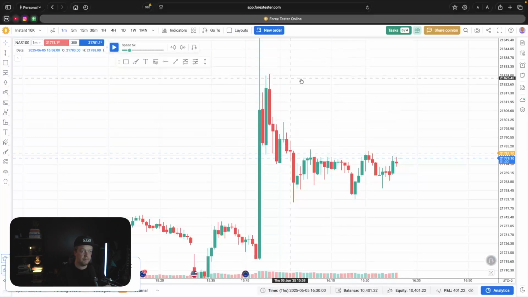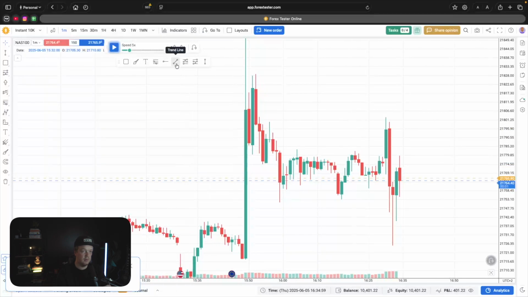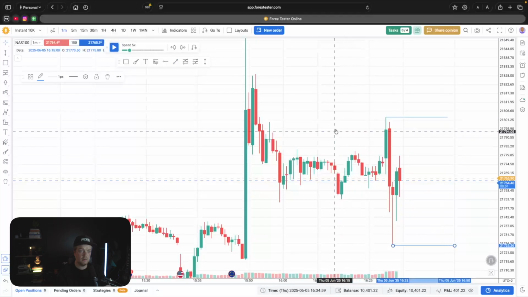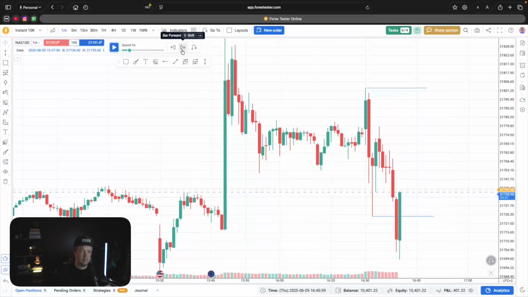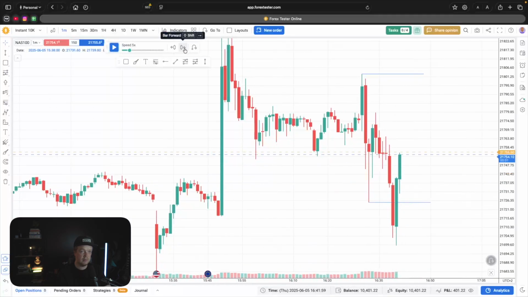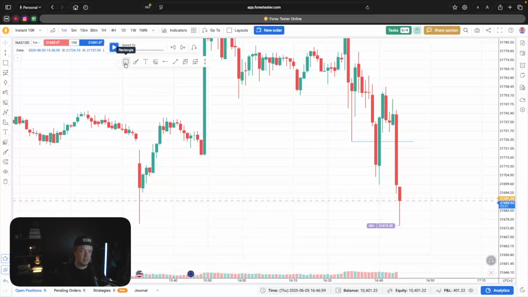New York open. First 5 minutes. 1, 2, 3, 4, 5. Let's mark out the high. Let's mark out the low. Now we just wait. That fair value gap is not outside, so it's not valid. There we go. We can use this one. This fair value gap is outside, so it's a huge one.